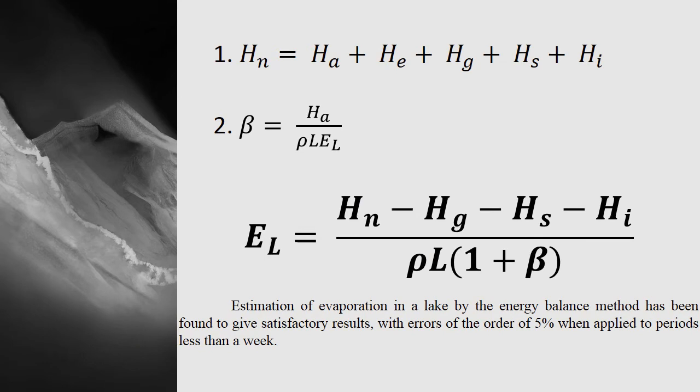With the two given equations, Hn equals Ha plus He plus Hg plus Hs plus Hi, and beta equals Ha over density times L subscript E, we can evaluate E subscript L as Hn minus Hg minus Hs minus Hi all over density times L times (1 plus beta). This is the process of how the estimation of evaporation is derived.